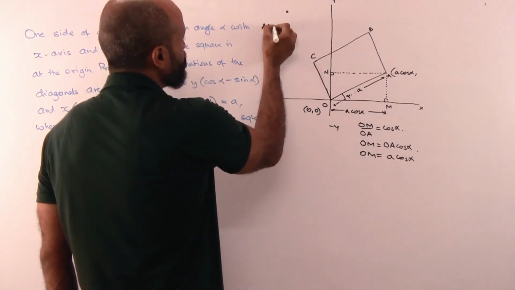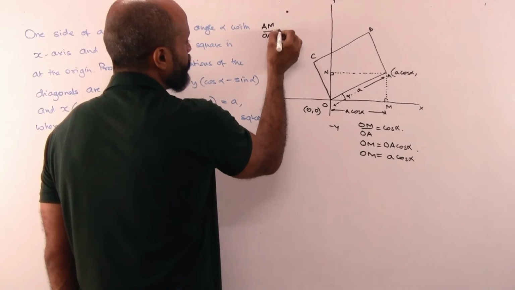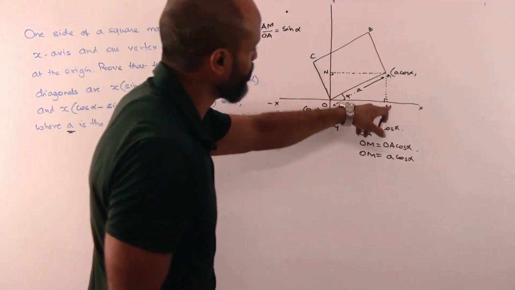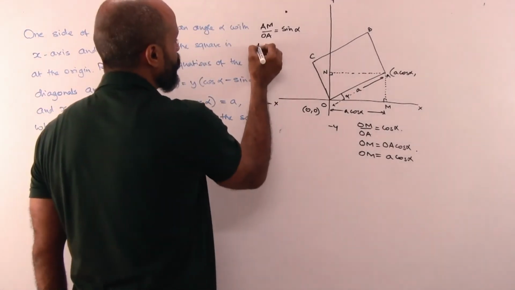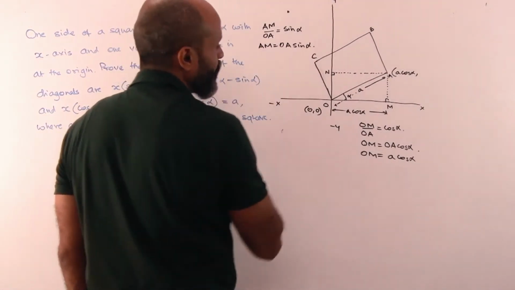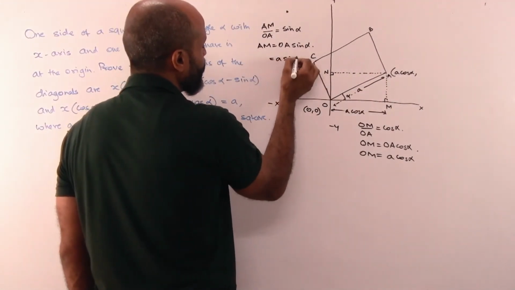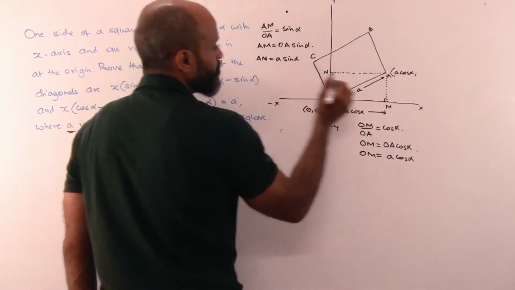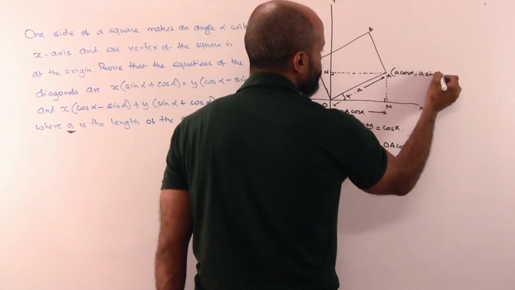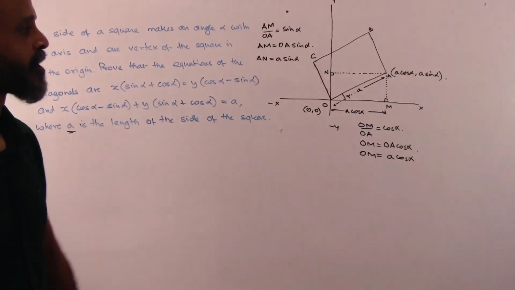So let's say AM upon OA is equal to sine alpha. So AM will be equal to OA sine alpha. How much is OA? A. So this is AM. AM is A sine alpha. So this will be the coordinates of A.